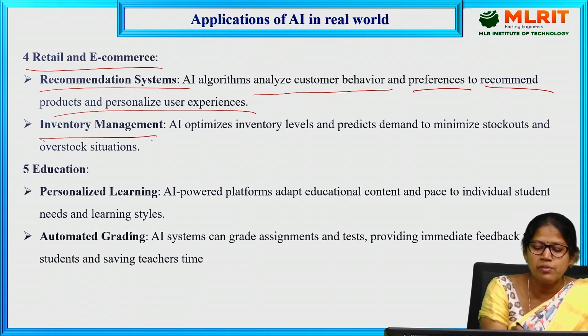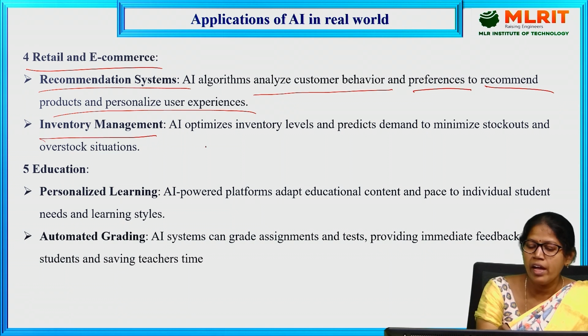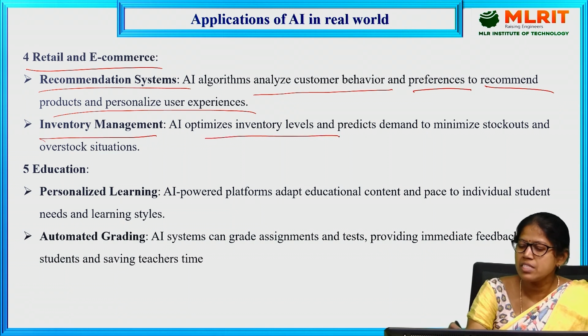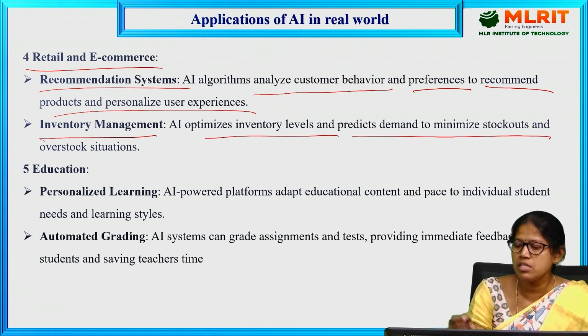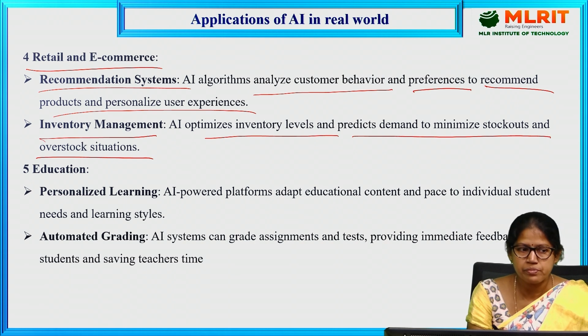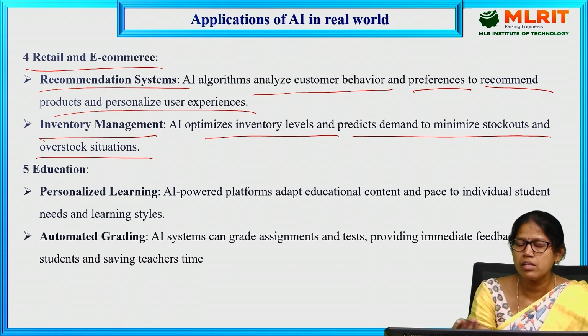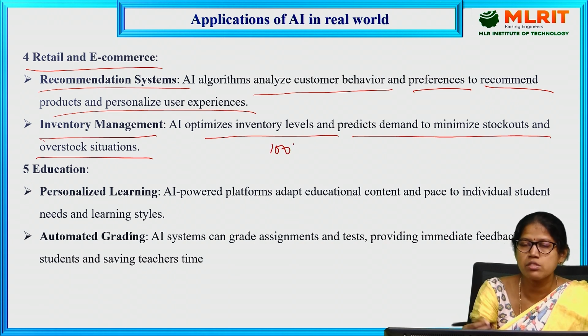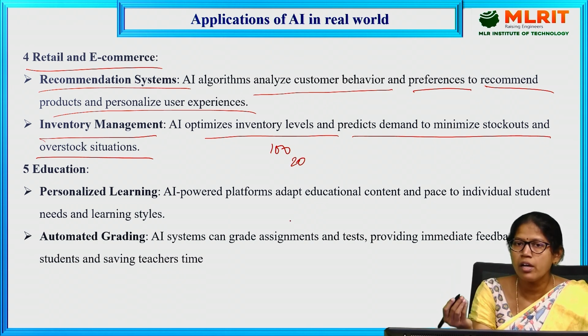Next one is inventory management. AI optimizes inventory levels and predicts demand to minimize stockouts and overstock situations. For example, there is a shop where in the summer 100 ice creams are sold, and in the winter only 20. Depending on the scenario, it will recommend that product.